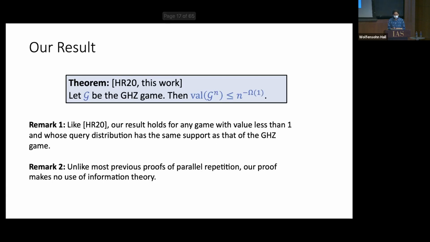So 2 remarks on our result. The first is that our result holds for any game on the same distribution whose value is less than 1. It's not important that this predicate is the GHZ predicate. It could be any predicate whose value is less than 1. And secondly, the distribution also doesn't need to be exactly the GHZ distribution. Anything with the same support would also work.